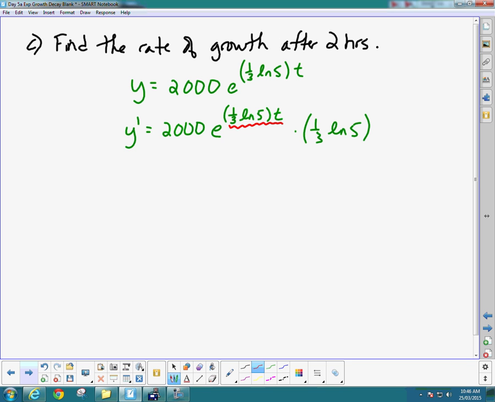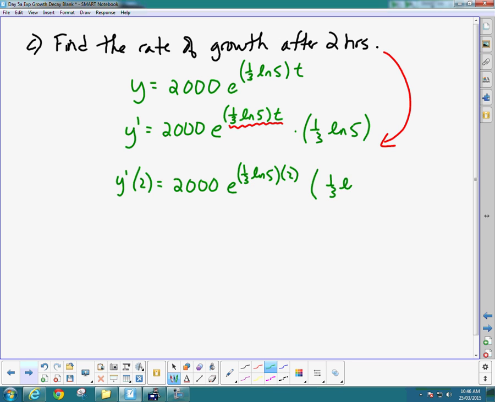And we don't want the entire derivative, we want the specific time at t equals 2. So we go y prime at 2. So wherever the t is, we put in a 2. So it's e to the 1/3 ln 5 at 2 hours times 1/3 ln 5. And again, this is an exercise on your calculator. If you'd like to watch me punch it in my calculator, I could do that.